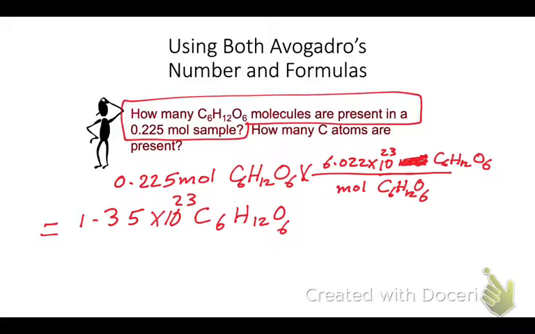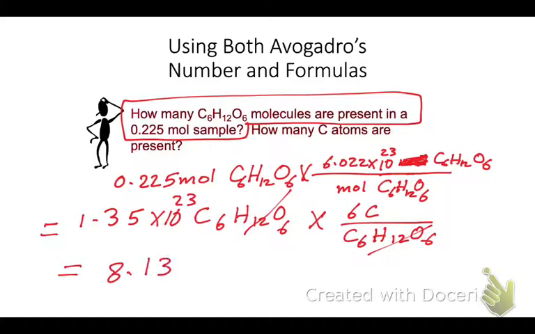Now the second question: how many carbon atoms are present? Well, this is the number of molecules. So what I can say immediately, with a follow-up conversion factor, is there are 6 carbon atoms for every 1 molecule of glucose. So molecule cancels molecule, and if I multiply this answer by 6, then the answer will be 8.13 times 10 to the power 23 carbon atoms.